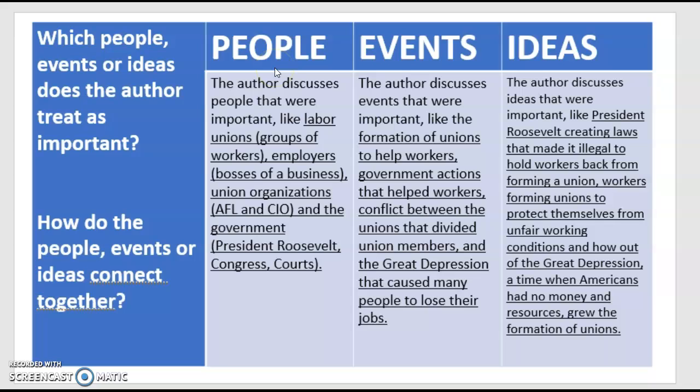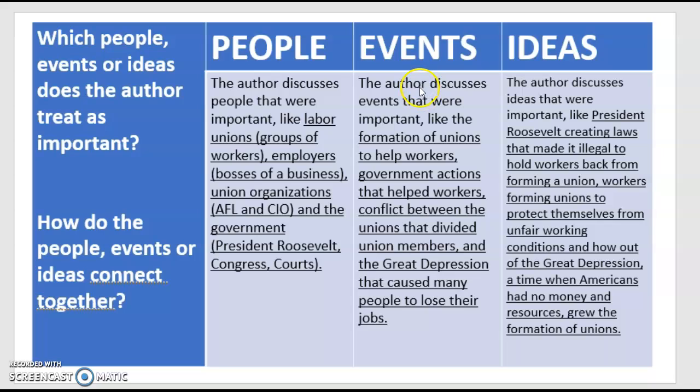So which people does the author treat as important? Here was my response to that. I typed in, the author discusses people that were important, like labor unions, which are groups of workers, employers or bosses of a business, union organizations like the AFL and CIO, and the government like President Roosevelt, Congress, and the courts. So those are the people in the text that the author treats as important.